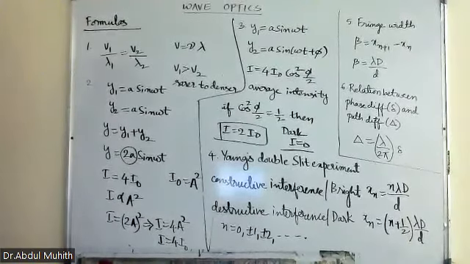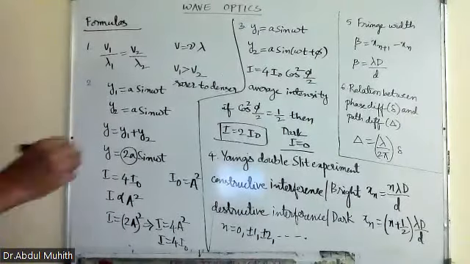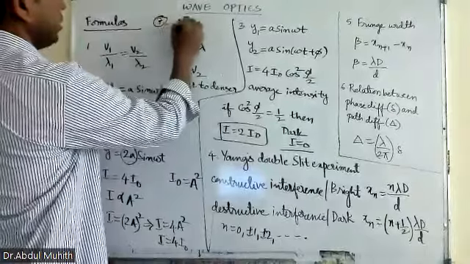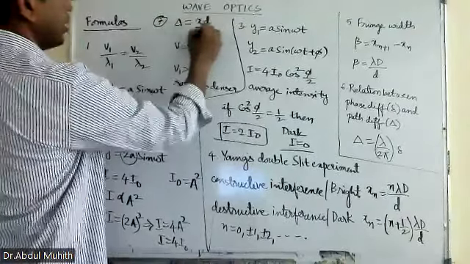What is here? One more formula. Delta, the path difference formula, is x into, I'll write here. One more, please add this. Okay, seventh one: delta is equal to x into small d by capital D.